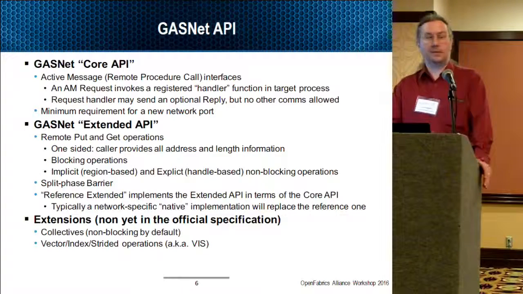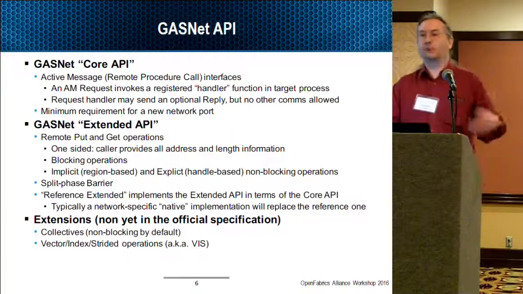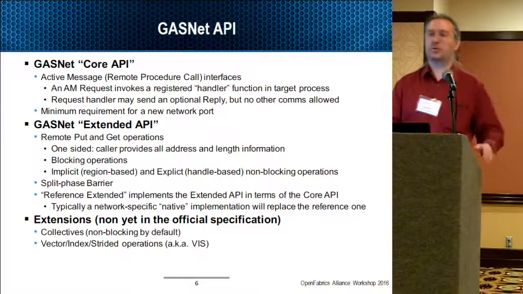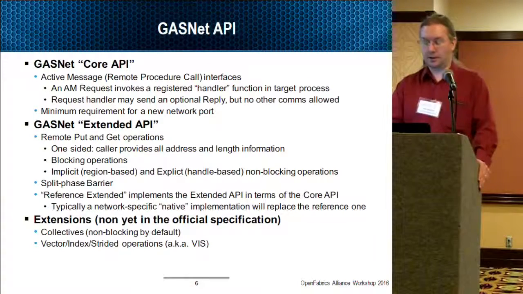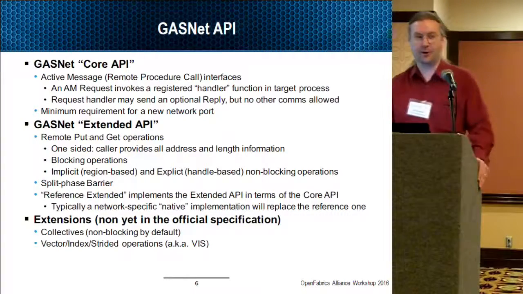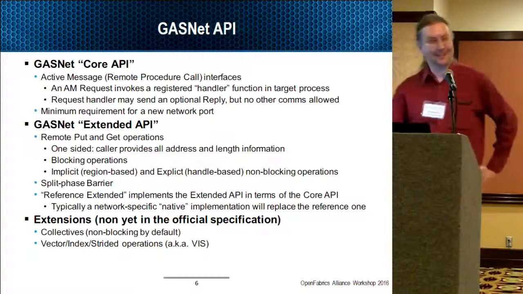Above this core API is the extended API, and that includes all of the remote memory access, RMA. I will sometimes say RDMA. This is the remote get and put operations. So one-sided operations in which the caller will provide both the local and remote virtual addresses as well as the length. We include both blocking operations where you put and it returns only when the data has reached the target HCA or the target memory system at the other end. We've already gone through those things with the persistence talks.